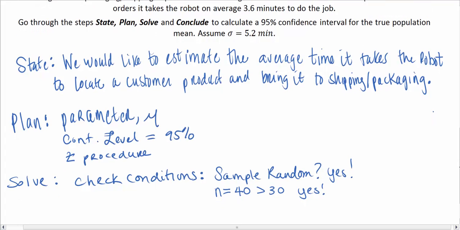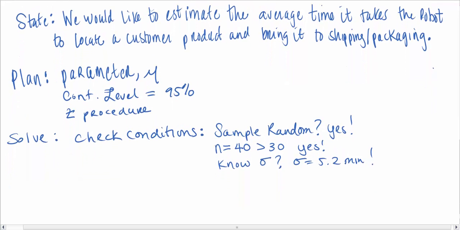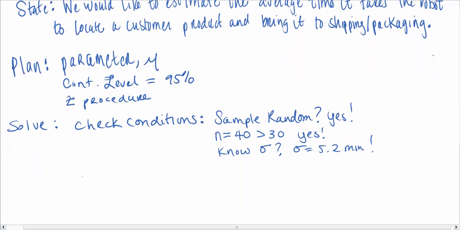The last condition is that we know our population standard deviation, sigma. And in this case, we do. It says assume sigma is equal to 5.2 minutes. So we're good to go. We've checked our conditions. Now we should solve for the confidence interval.